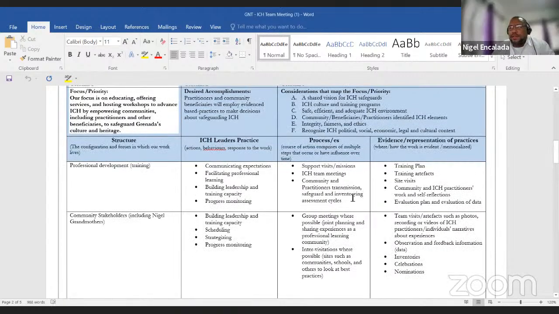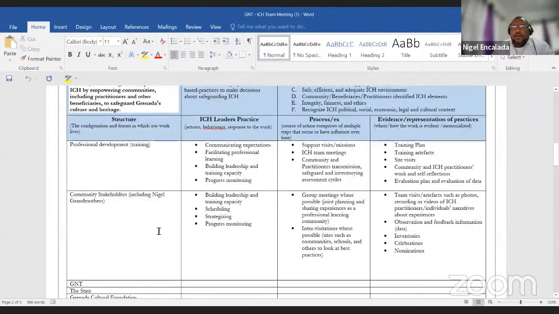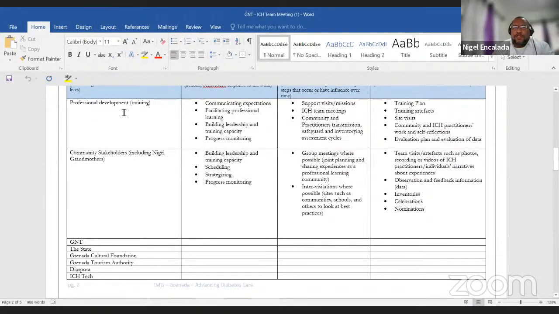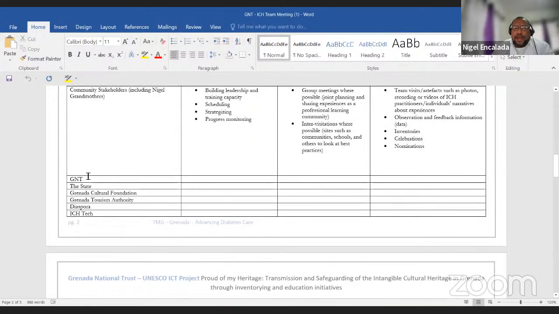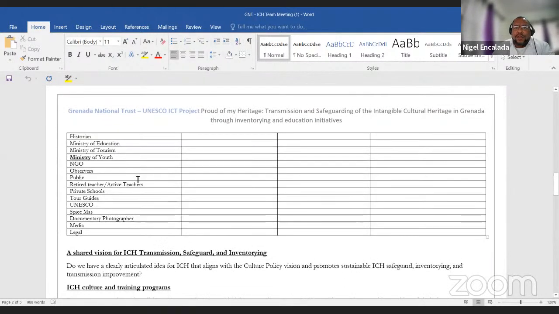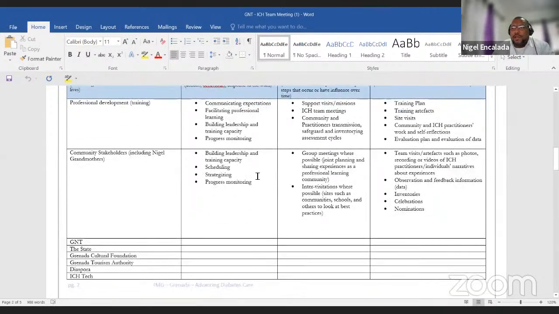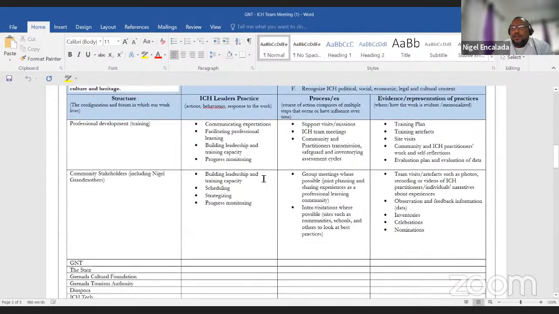So you've outlined a process, a structure you want us to use, Ezra, right? On the left, you have the structure, and you've identified professional development and community stakeholders as part of it. Under structure, you have identified individual organizations, right? I'm walking through what you have proposed here. And then you want to know what the practice will be, what the process will be, and what evidence we can provide.